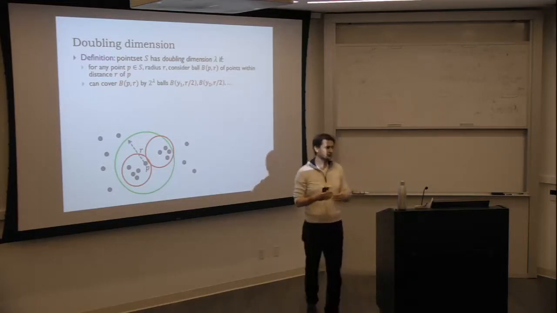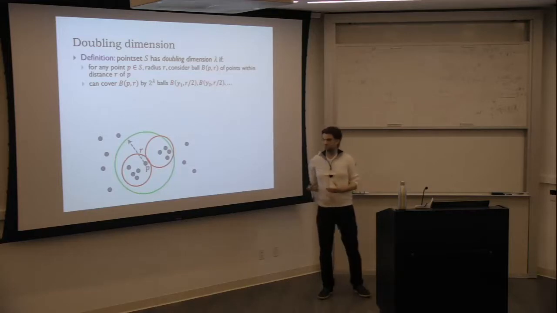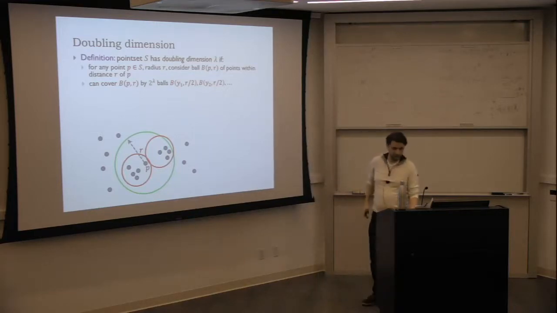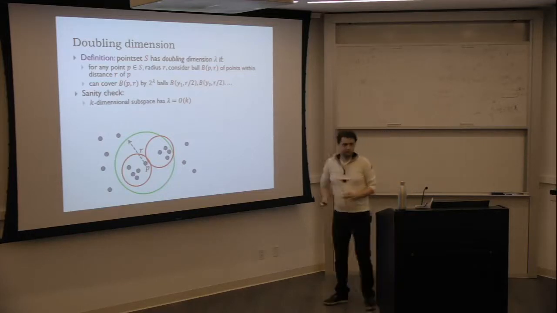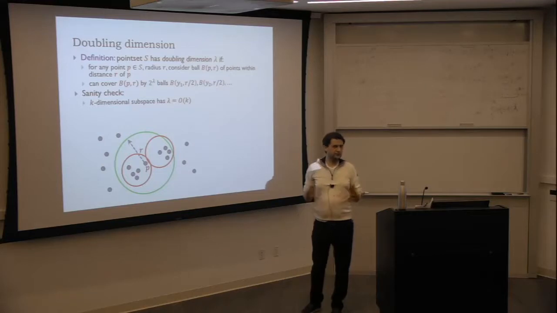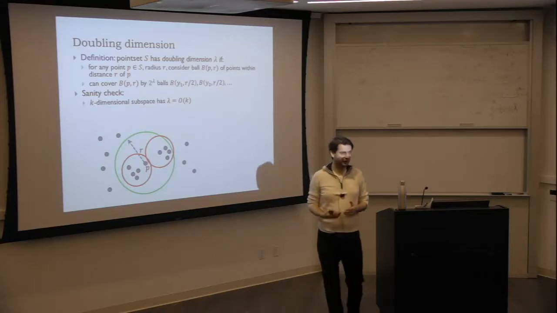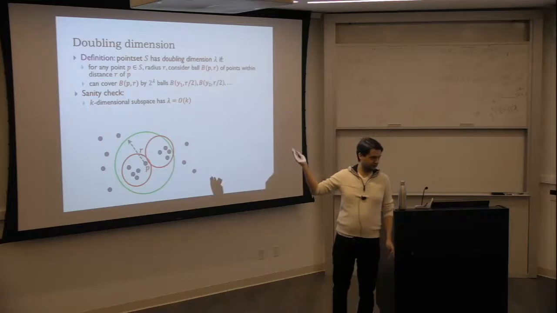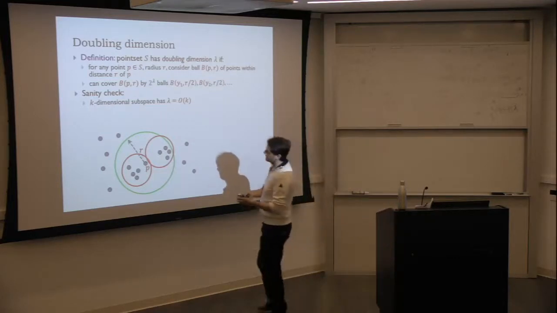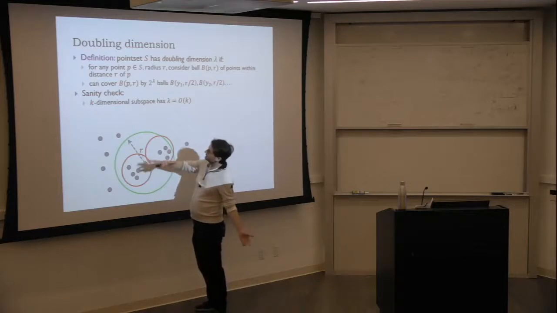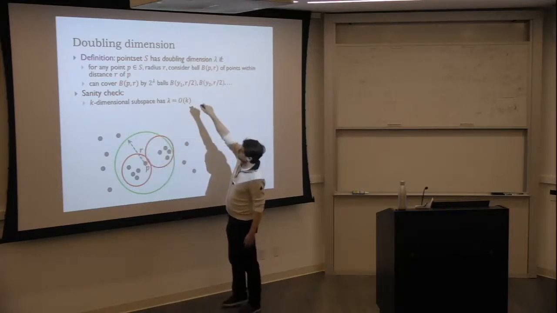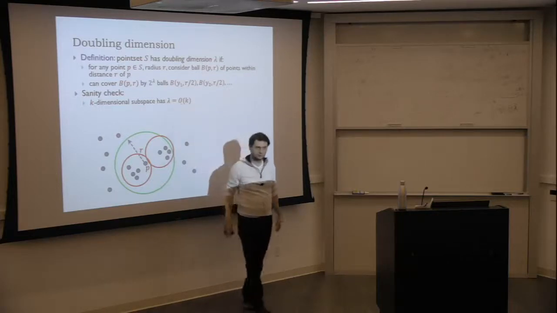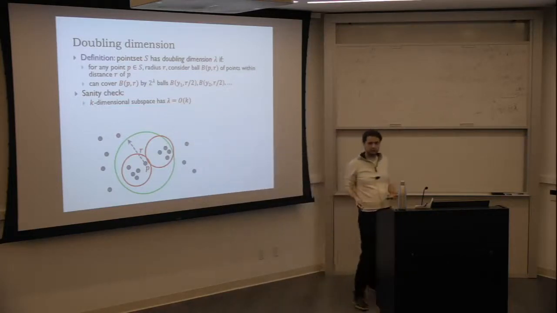Right, and this is the natural analog of Euclidean space, where anything of dimension k will grow exponentially in k. So for any such definition, you want to do a sanity check, checking that the natural definitions we have already used correspond to this definition of dimension as well. And indeed, if you take a high dimensional space of dimension d and a k dimensional linear subspace in it, and you compute its doubling dimension according to this definition, you'll get that lambda is order k. So at least it captures the natural notions of dimension that we had so far.